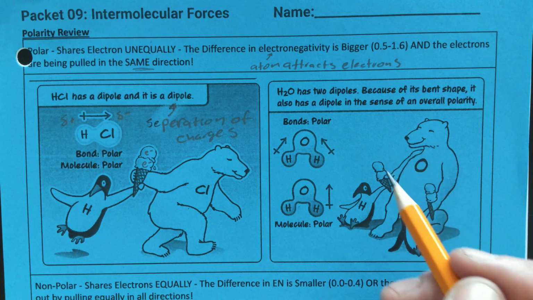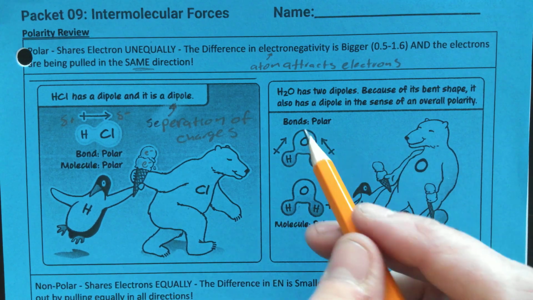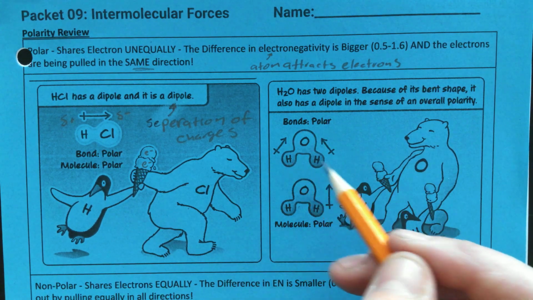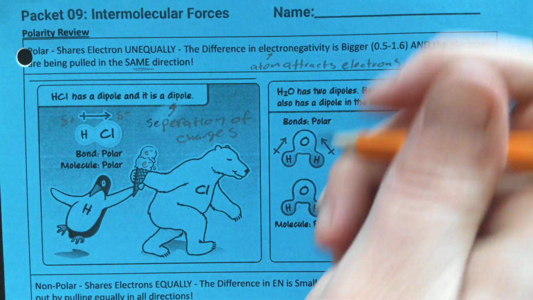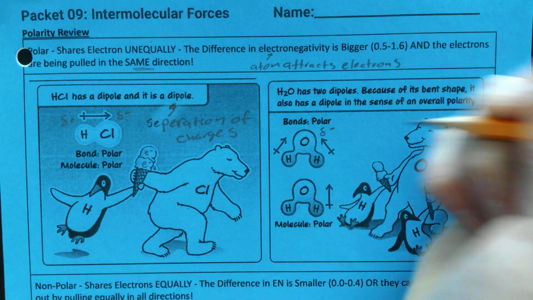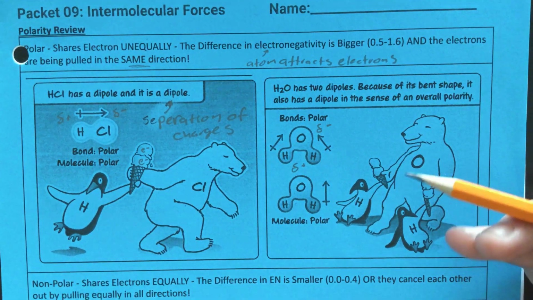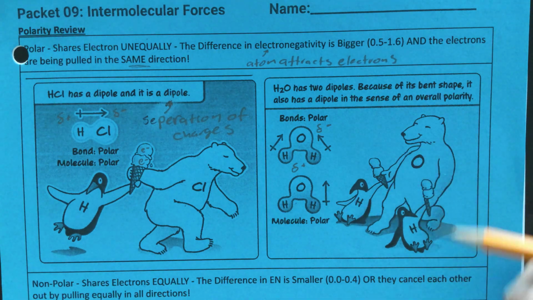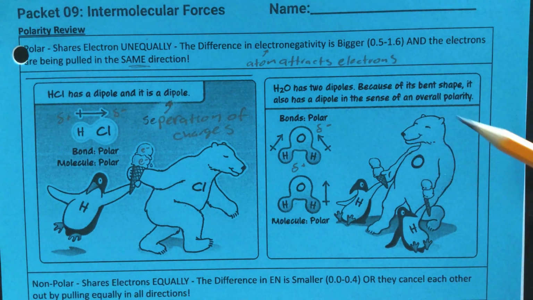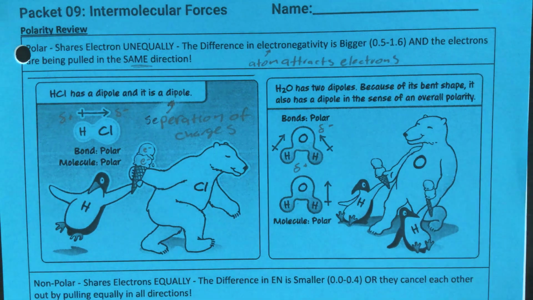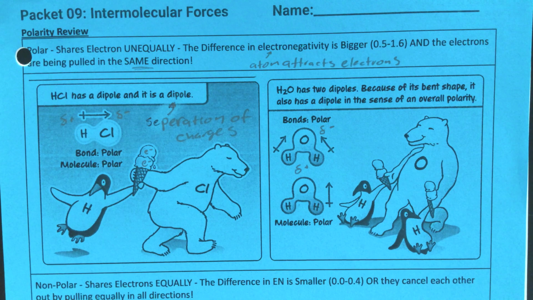So if we think about this in terms of atoms, the O is stronger. It is pulling the electrons away from the hydrogen. This means our O is a little bit negative and our hydrogens are a little bit positive. So it's like he's winning the tug of war against two different teams. And he's way stronger and pulling the electrons in the same direction. He's pulling them all towards himself. Now, just because we have someone that's strong or weak doesn't mean it's always going to be polar.